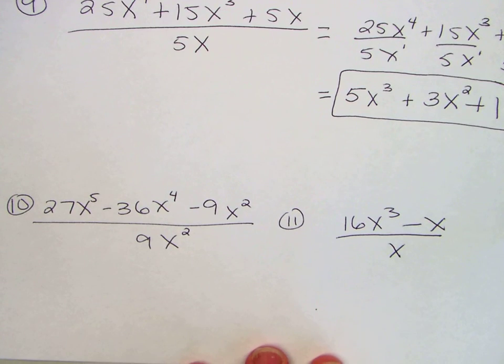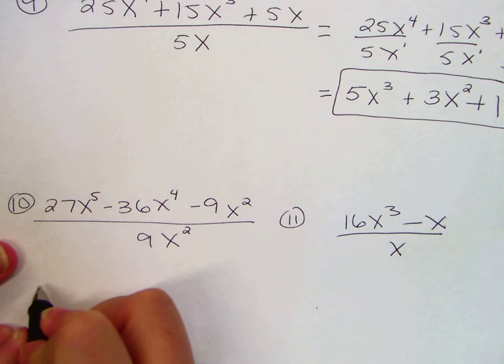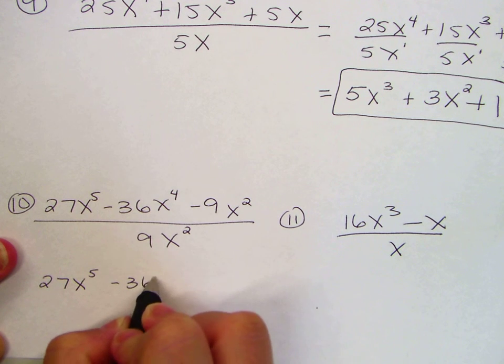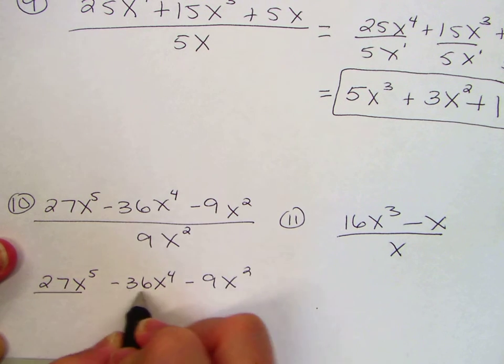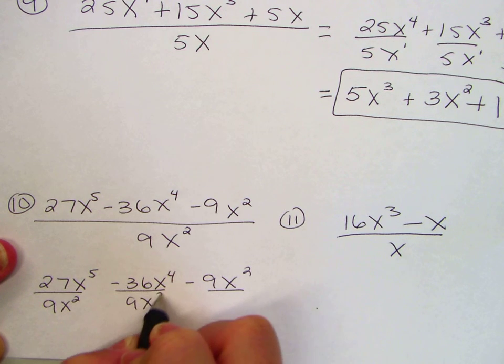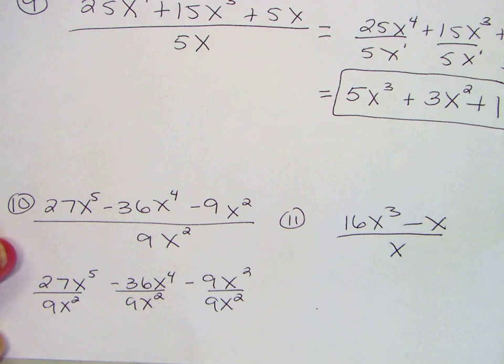27x to the fifth minus 36x to the fourth minus 9x squared all over 9x squared. And number 11, 16x to the third minus x all over x. So the first thing I do is I rewrite the problem. And then I put the divisor under everything. 9x squared, 9x squared, 9x squared. And then we divide. Right?